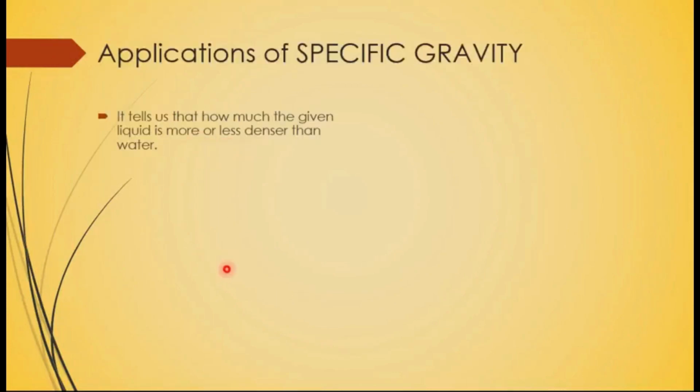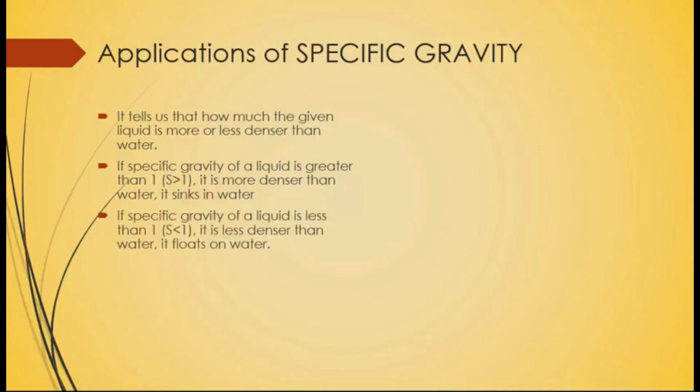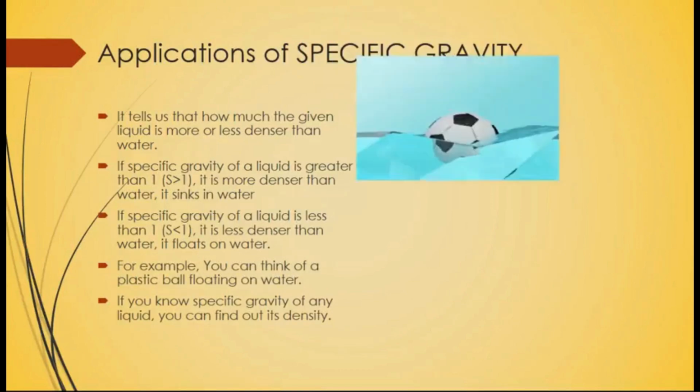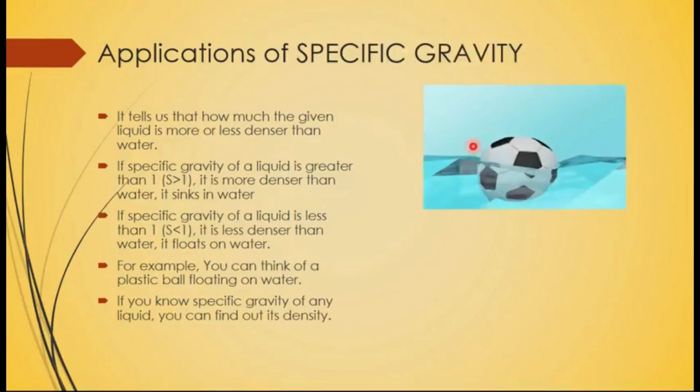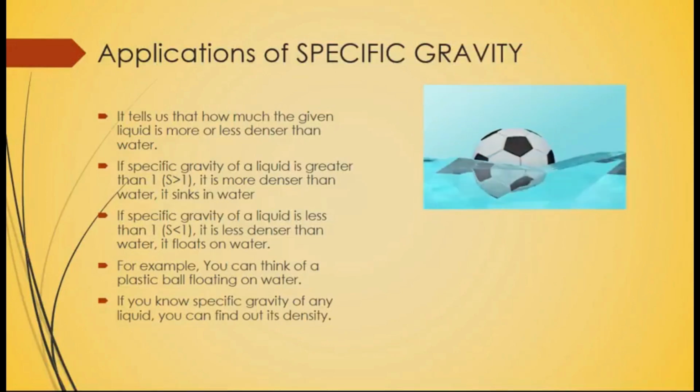And what are the applications of specific gravity? It is just a measure that shows us how much denser or less dense a liquid is than water. For example, if specific gravity is more than 1, we can say it is denser than water. And if any liquid has specific gravity less than 1, we can say it is less dense than water, and it floats on water. For example, you can think of a plastic ball floating on the water. See here, the ball floats on the water because it has less specific gravity, or is less dense than water, so it is floating on it.